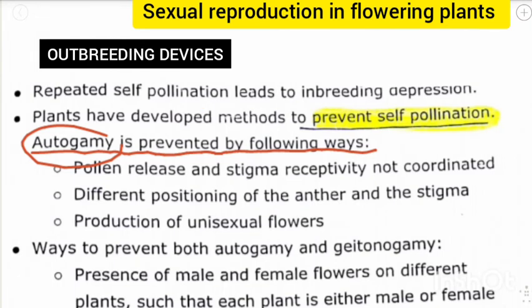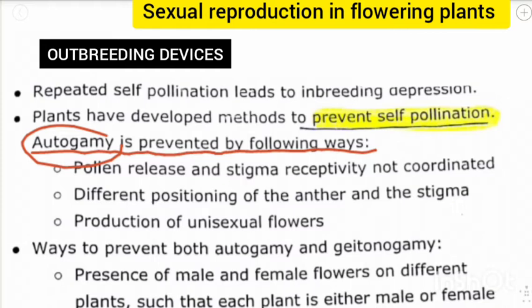Autogamy is the transfer of pollen grains from the anther to the stigma of the same flower. This is self-pollination, and we should avoid it. Then geitonogamy. Geitonogamy is the transfer of pollen from the anther of one flower to the stigma of another flower in the same plant. So geitonogamy is also self-pollination, and we should avoid this also.